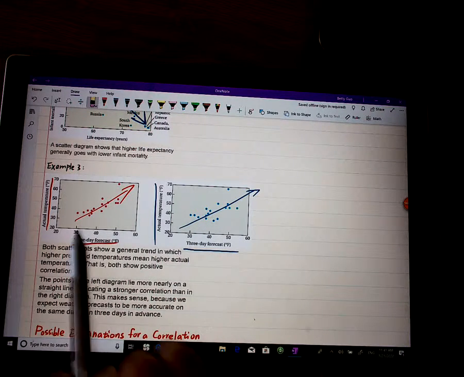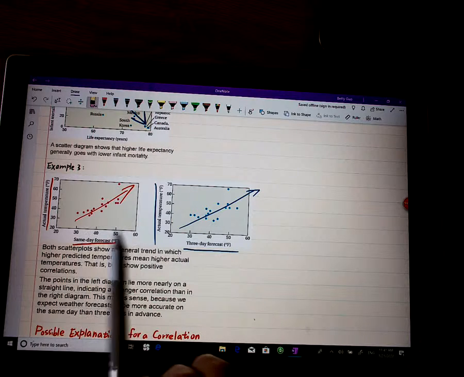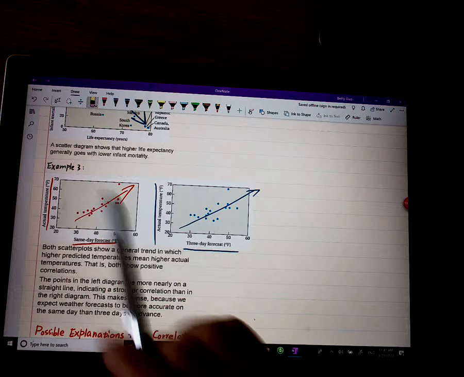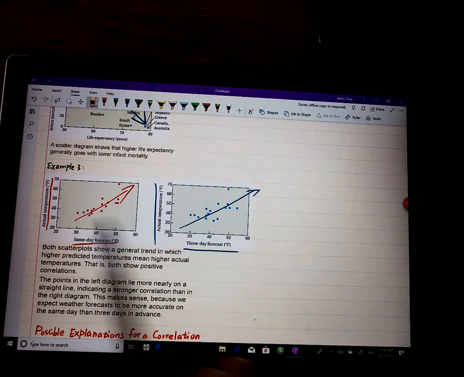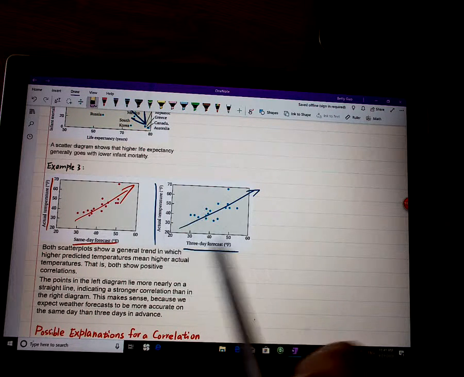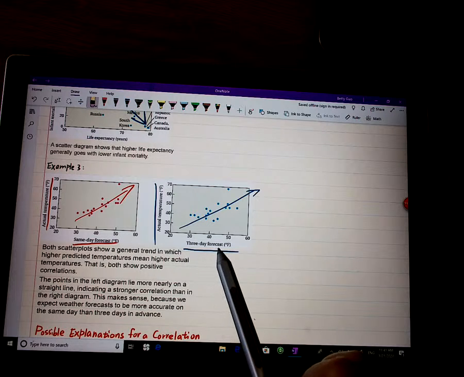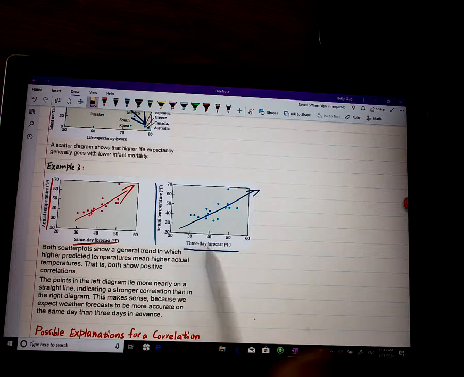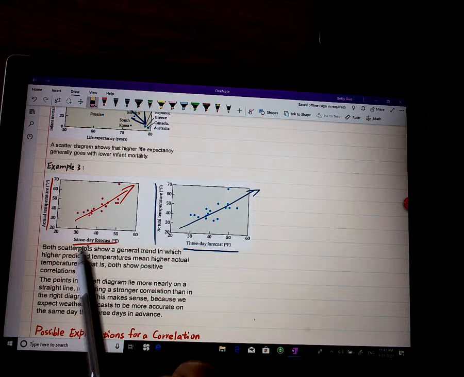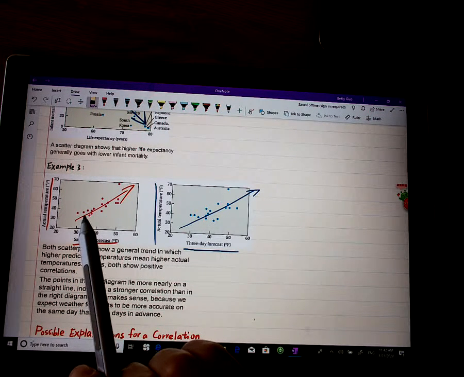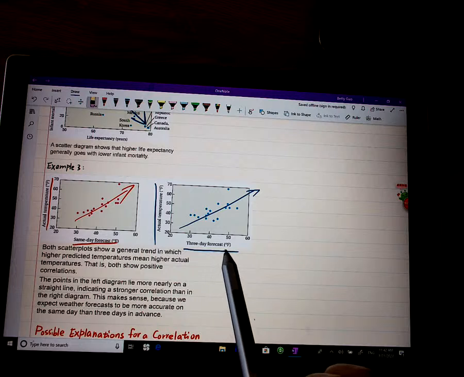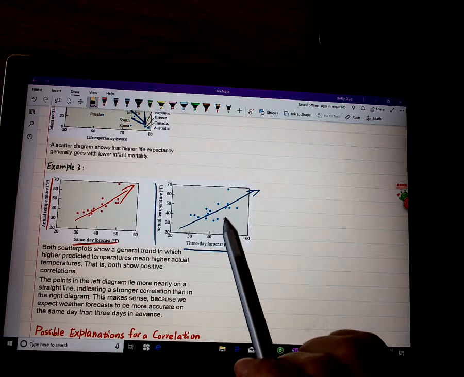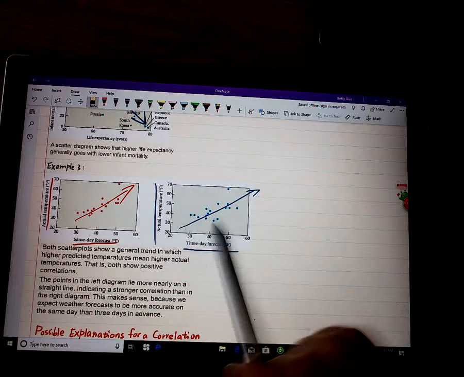However, if you compare those two scatter plots, do you agree that the positive correlation of this one is stronger than the positive correlation of this one? Doesn't that make sense to you? If you do the forecast on the same day, of course it's more accurate, right? If you do the forecast 3 days ahead, then maybe the estimate is a little bit off from the actual temperature.